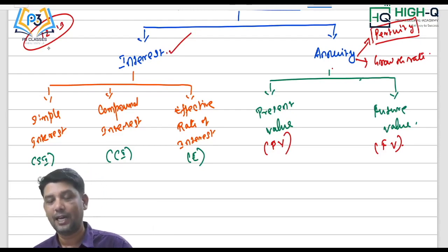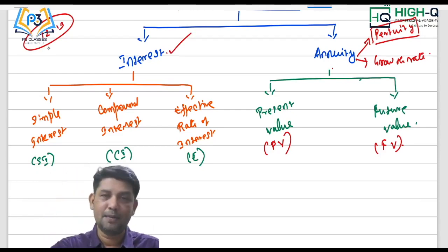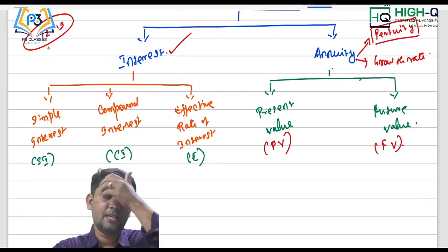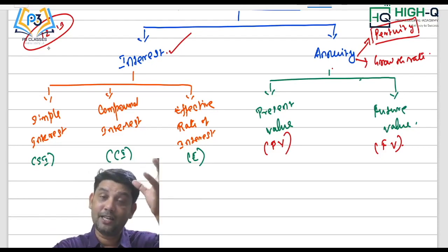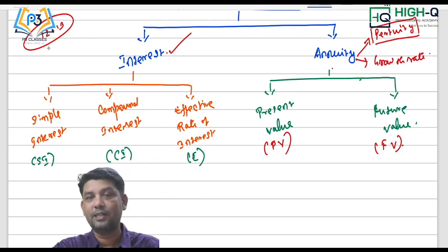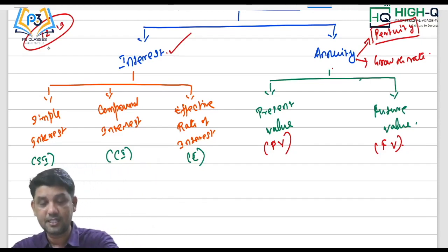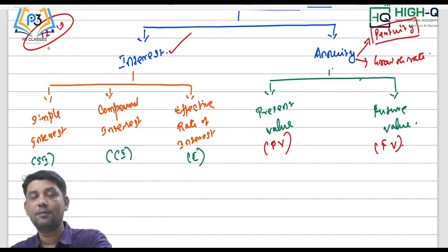After interest comes annuity. Why I'm saying that is, in the next levels, intermediate and final level, you are going to discuss a lot about annuity, so there the weightage is more. But here in foundation, interest only has the more weightage.